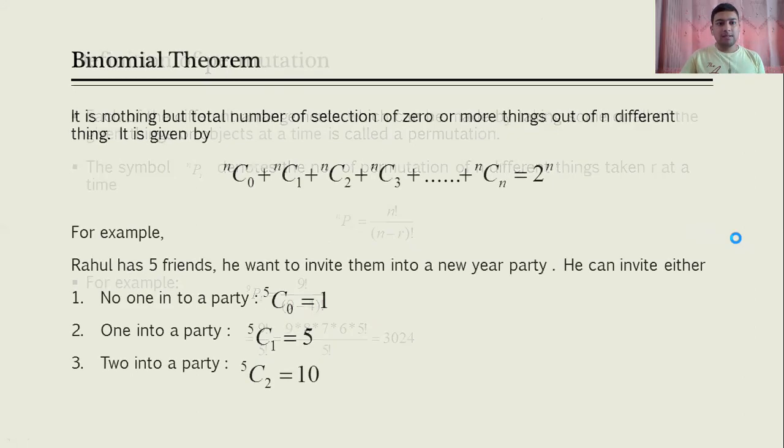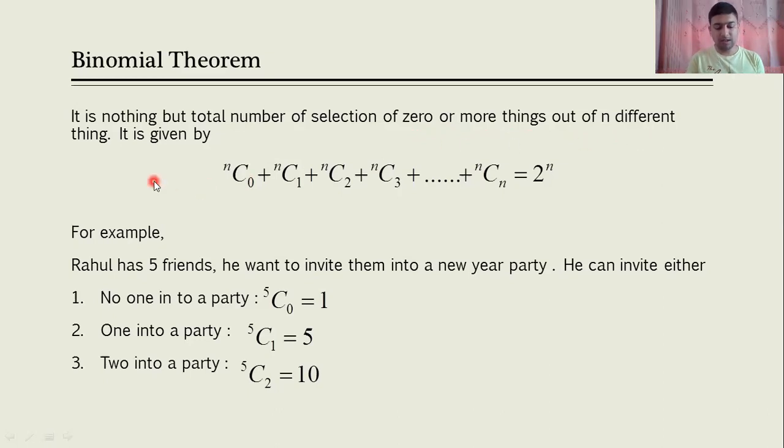Now let us see the binomial theorem. What does the binomial theorem say? It is nothing but the total number of selections of 0 or more things out of n different things. Okay, what is the binomial theorem? It is the total number of selections of 0 or more things out of n different things.